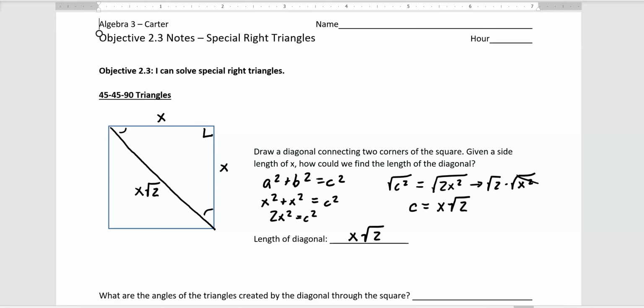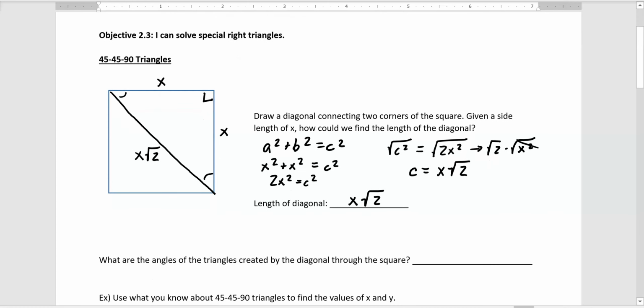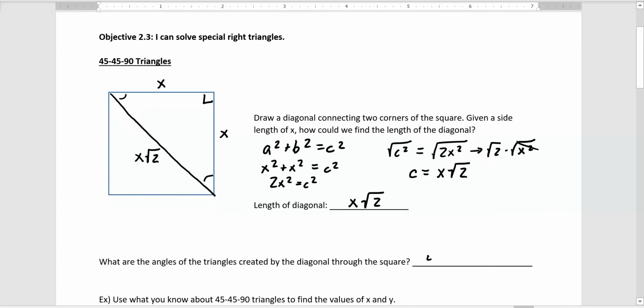So what angles are created here? Well, this is a 45, 45, 90 triangle. So we have two angles that are 45 degrees and one angle that is 90. We have our right angle here and then our two angles here that are both 45 degrees. That's why they call it a 45, 45, 90 triangle. So notice we have two sides of x length, and then the long side, the diagonal, is this length, x times the square root of 2.